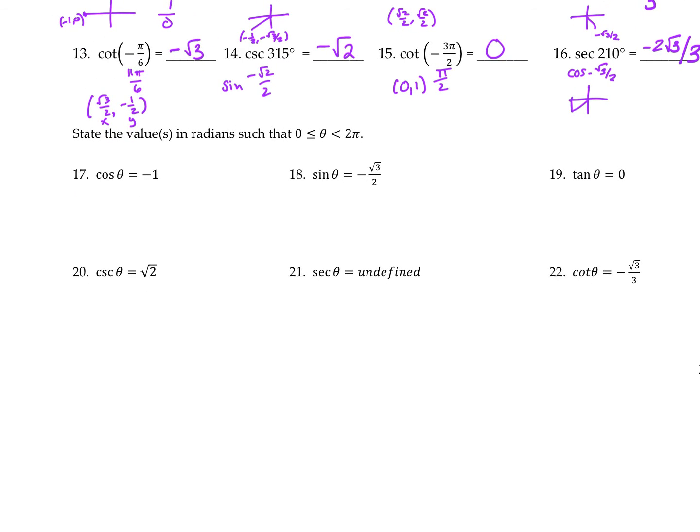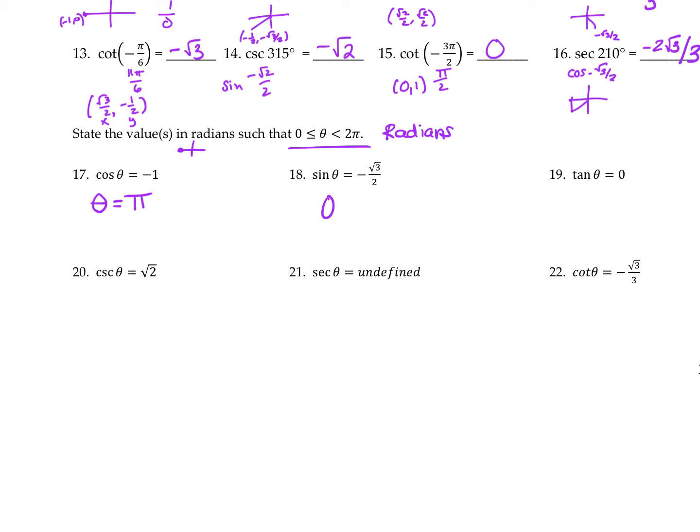All right, so now we're going to go the other way. Now they're giving us a value. We need to state what angles in radians satisfy it. For negative 1, so when is cosine negative 1? Well, cosine's only negative 1 at 180 degrees, or pi.